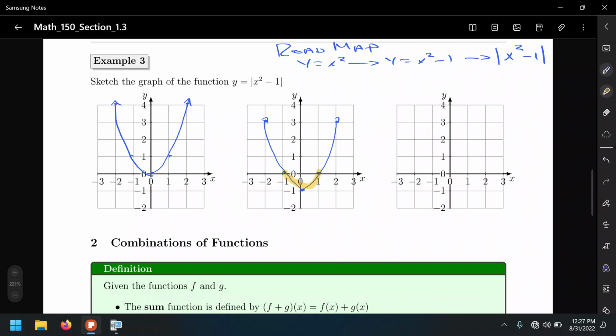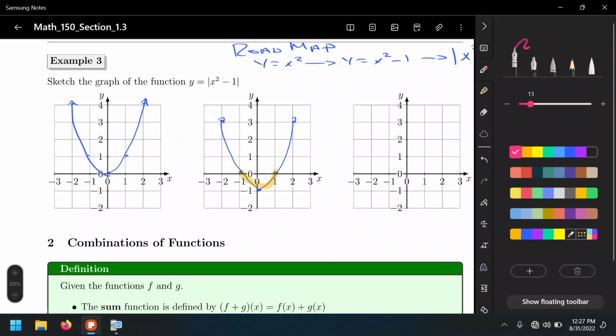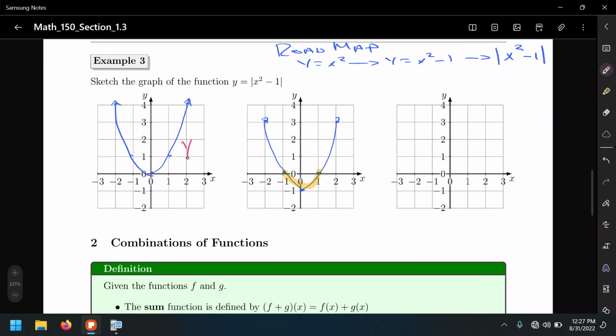First of all, let me keep labeling so you can see what I am doing here. This is y equals x squared. This is y equals x squared minus 1, and then y equals the absolute value of the whole thing. Whatever is negative is going to turn upside down to be represented as positive. So this is going to look like this.